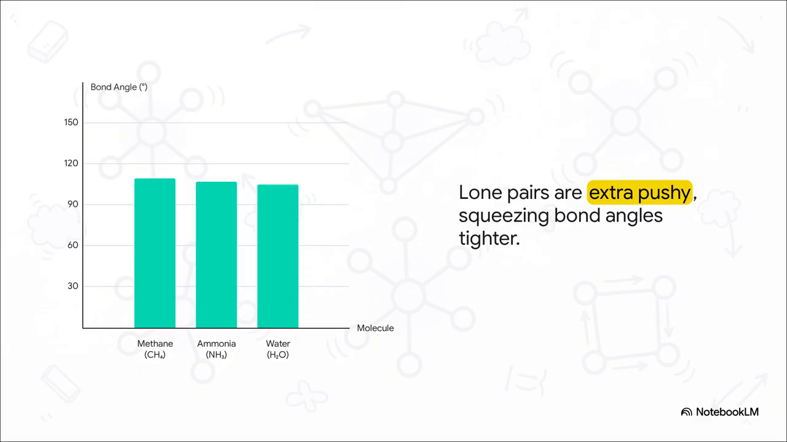And remember how I said those lone pairs are extra pushy? This chart shows it perfectly. Methane, with 0 bullies, has that perfect 109.5-degree angle. Ammonia comes along with 1 bully, and it squeezes the bonds down to about 107 degrees. And then there's water, with 2 of those bullies squeezing the bonds even tighter, all the way down to about 105 degrees.